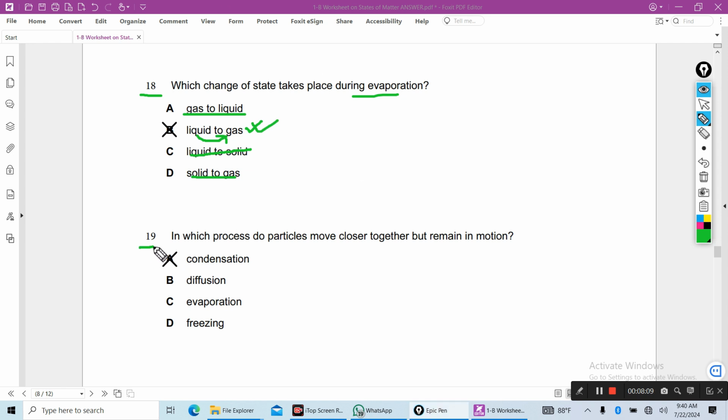And 19, in which process do particles move closer together but remain in motion? Close together, condensation, particles are close together but they have motion. Diffusion is not closer, evaporation is not closer, freezing they have no motion. So this is condensation. A is the correct answer.